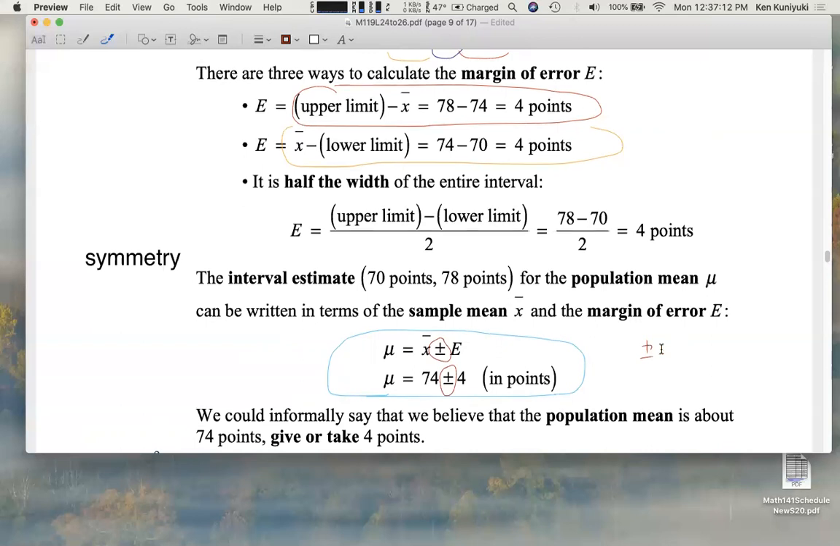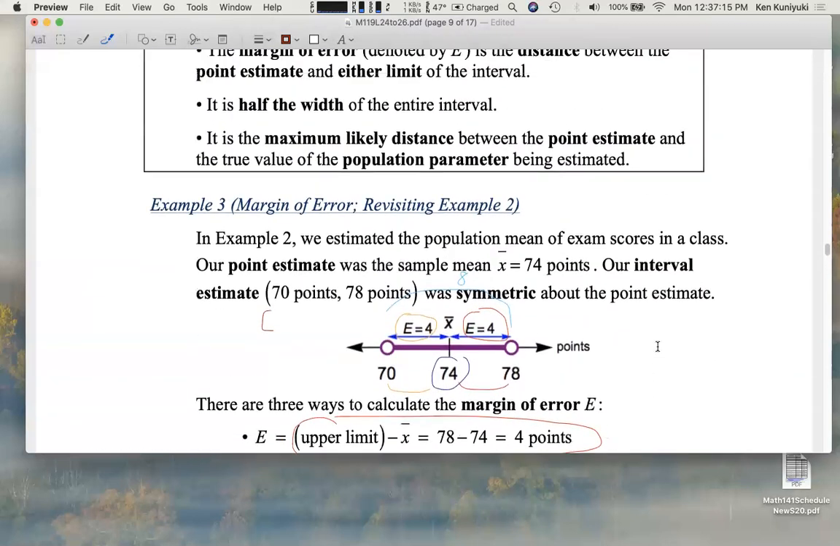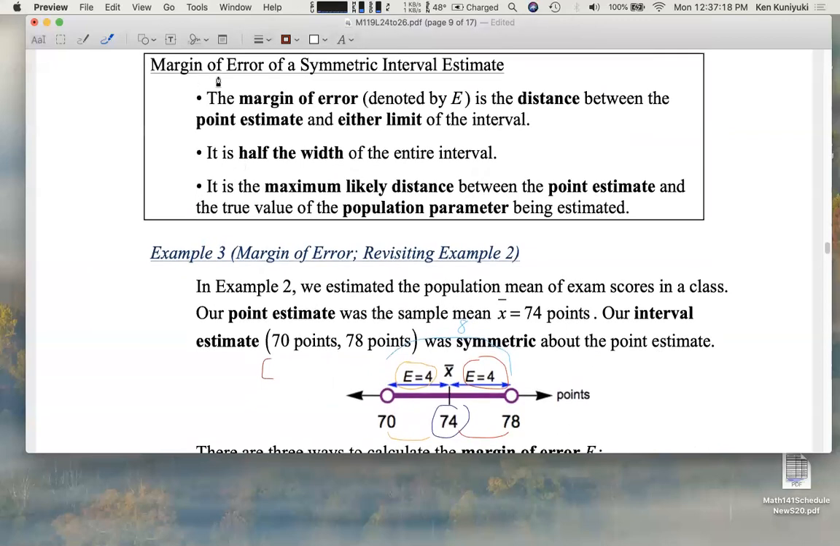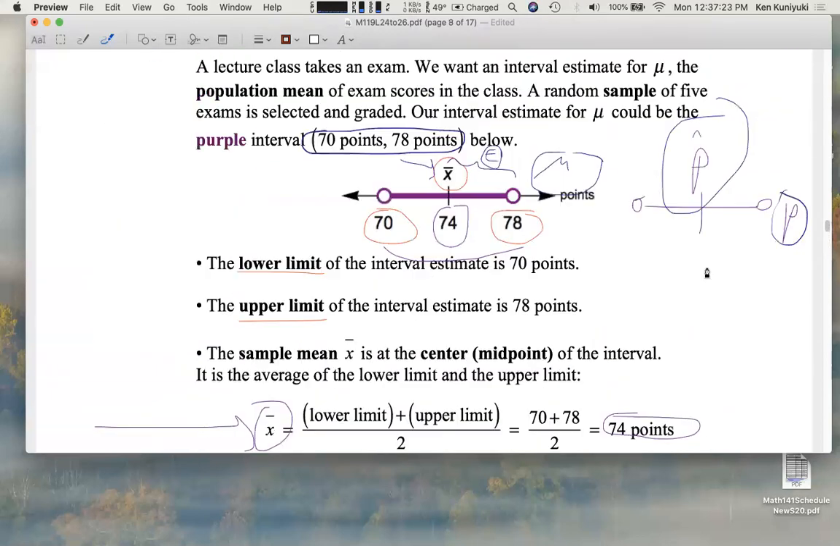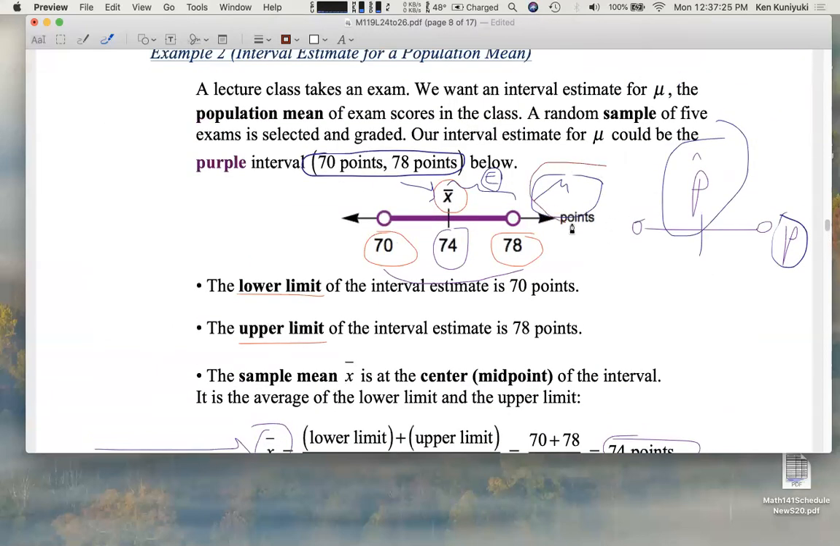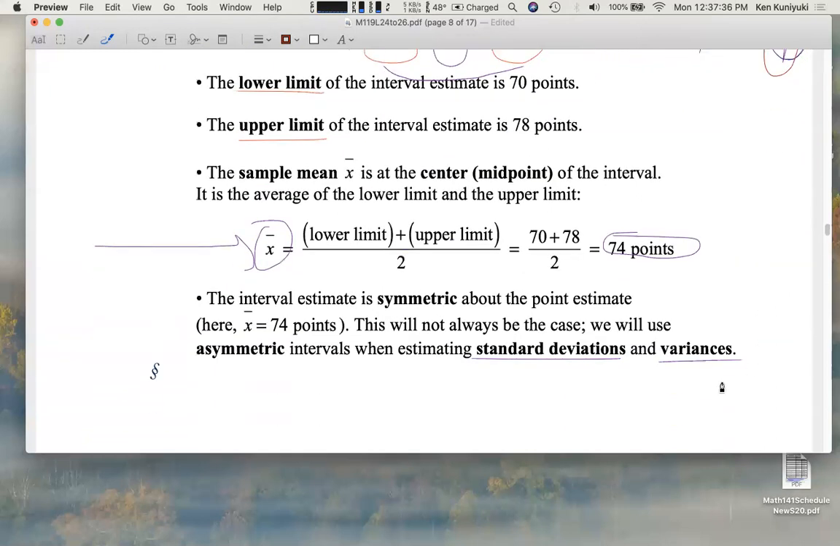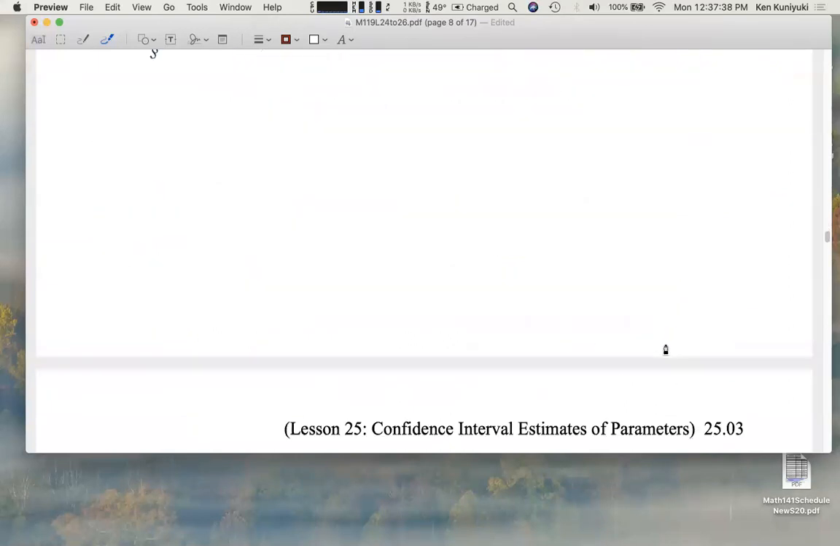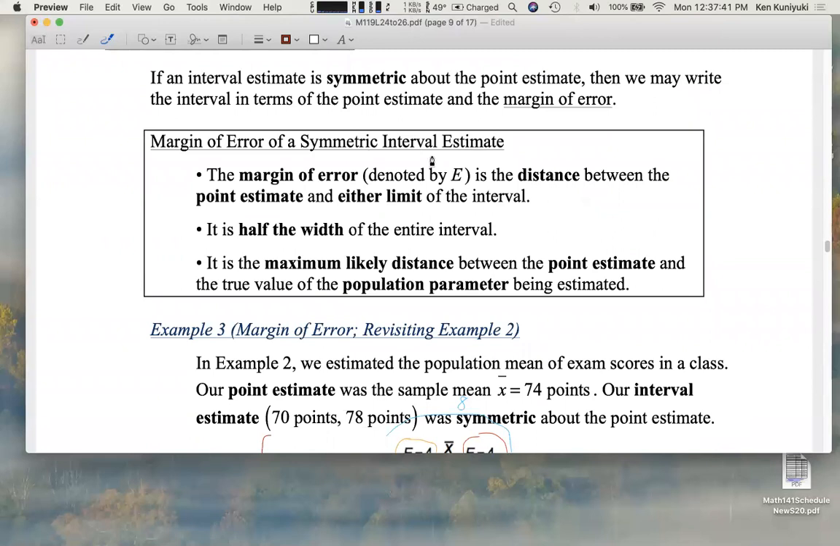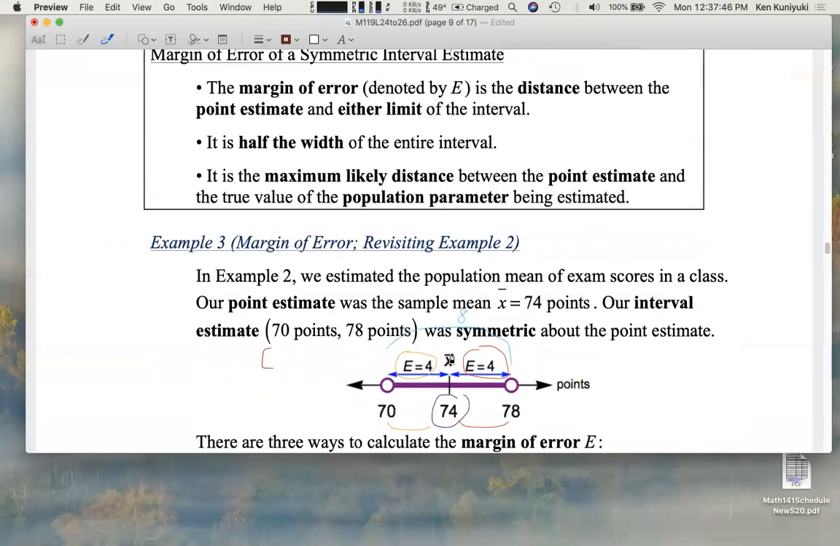Now, what are some ways that you can interpret this margin of error, 4 points? I'm going to go back up here. The margin of error for a symmetric interval estimate. Again, this applies to interval estimates we're going to do in this class for mu, a population mean, or p, a population proportion or probability. Our interval estimates will be symmetric about their corresponding point estimates, which will not be the case for sigma or sigma squared. But for a symmetric interval estimate, the margin of error, denoted by E, is the distance between the point estimate, in this case x bar, and either limit.